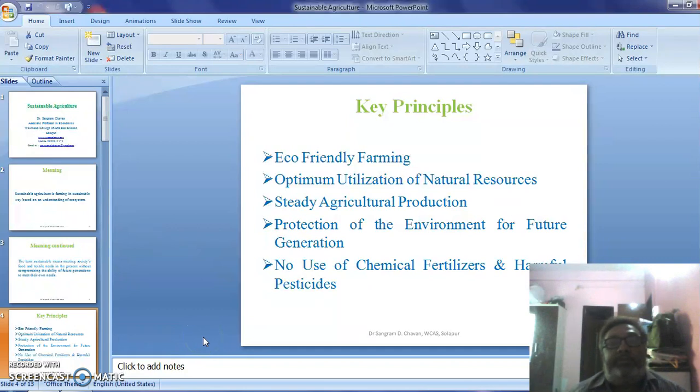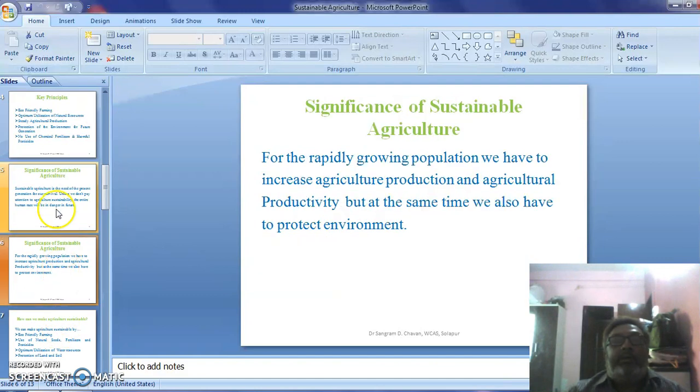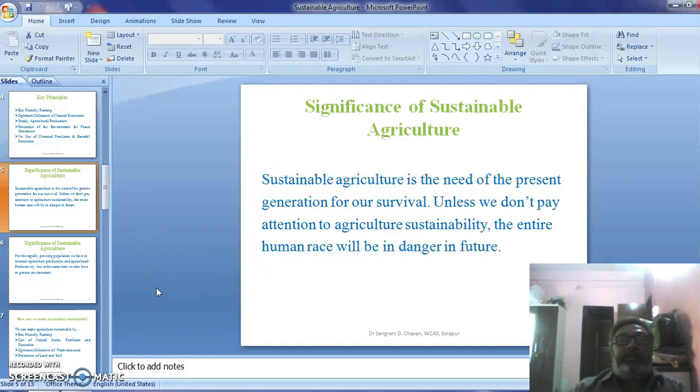The key principles behind sustainable agriculture are eco-friendly farming, optimum utilization of natural resources, steady agricultural production, protection of the environment for future generations, and no use of chemical fertilizers and harmful pesticides. Sustainable agriculture is the need of the present generation for our survival. Unless we pay attention to agricultural sustainability, the entire human race will be in danger in future.